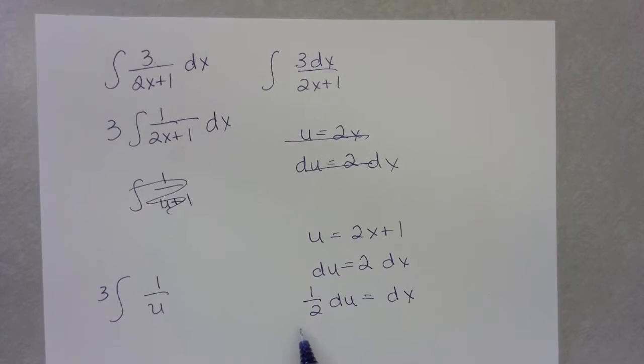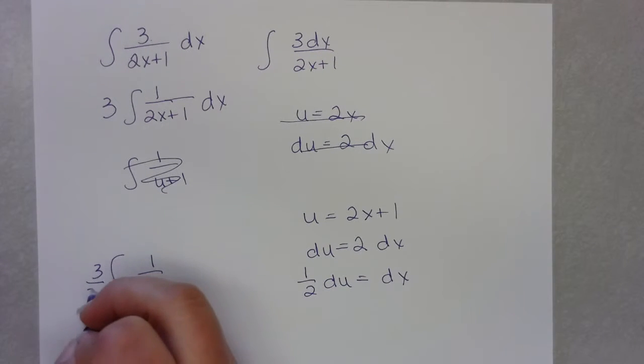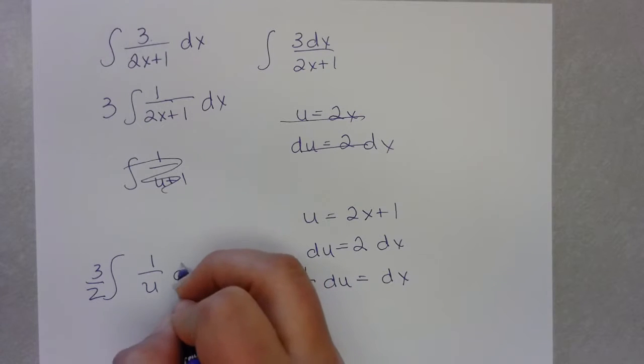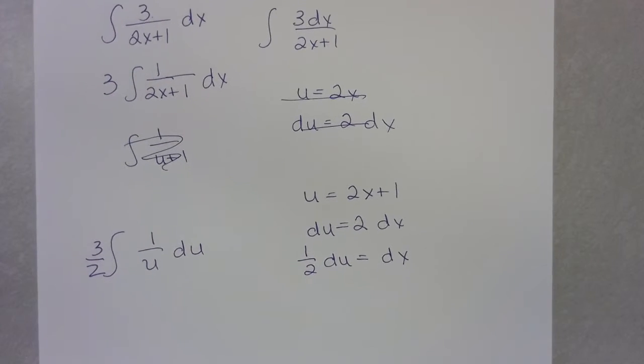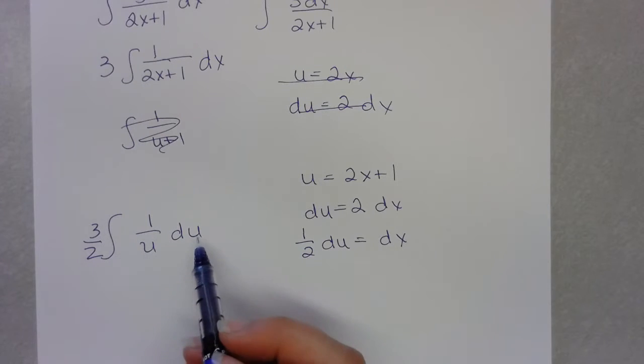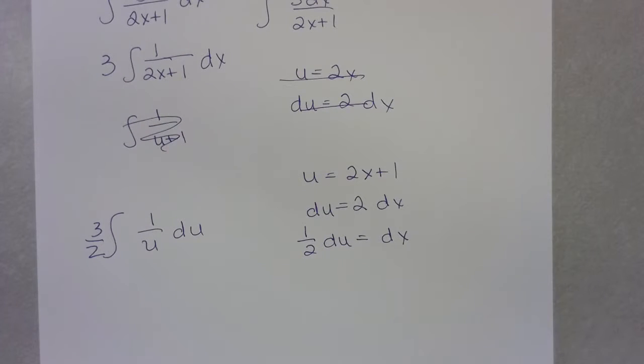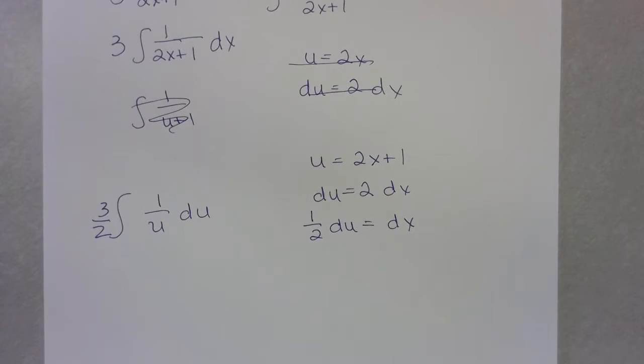And now I can put the half on the outside just like I did before. So when I multiply 3 by a half, I get 3 over 2. And I'm going to put the du in here. So I put in the half du. I just multiplied the half out here and put the du here. Again, it's all multiplication, so I'm allowed to write it in any order I want. So I write it in the order I want it to be.